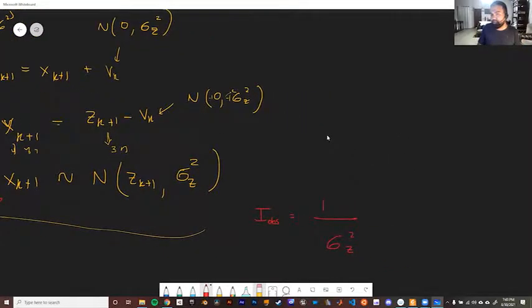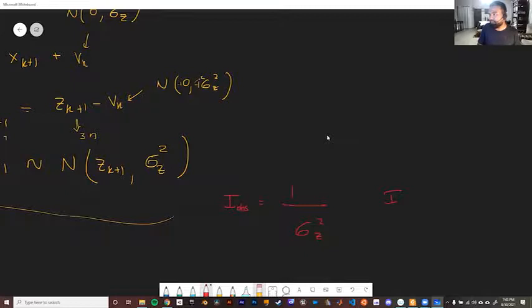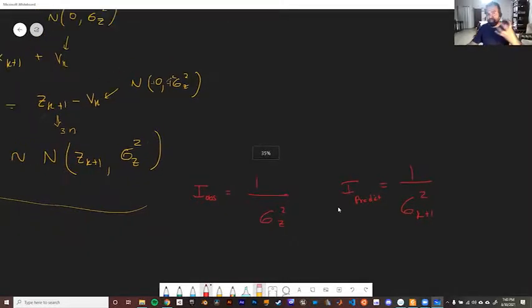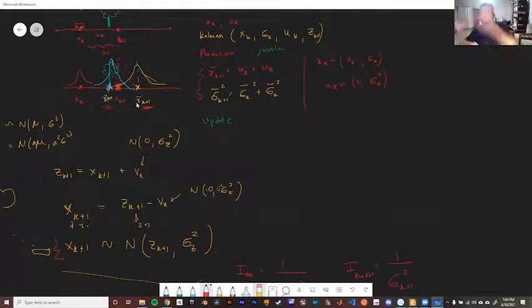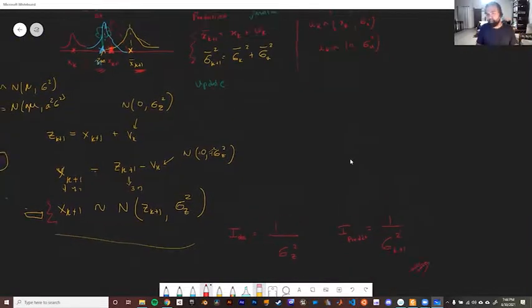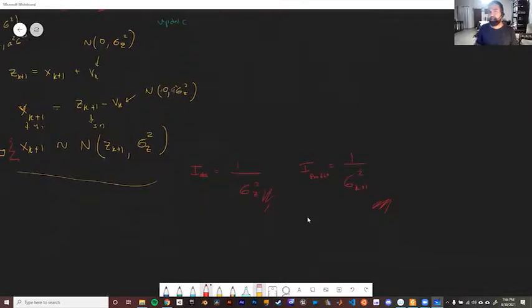What about your control command? If I take the information coming from the prediction, it's simply going to be 1 over sigma k plus 1 squared, right? So you can see that there are two Gaussians now, one from the control command, one from the observation, and these are the information that they both have. So the prediction has this amount of information, the observation has this amount of information. And what the update step will do is combine these two together, right? So how would you combine this information together?